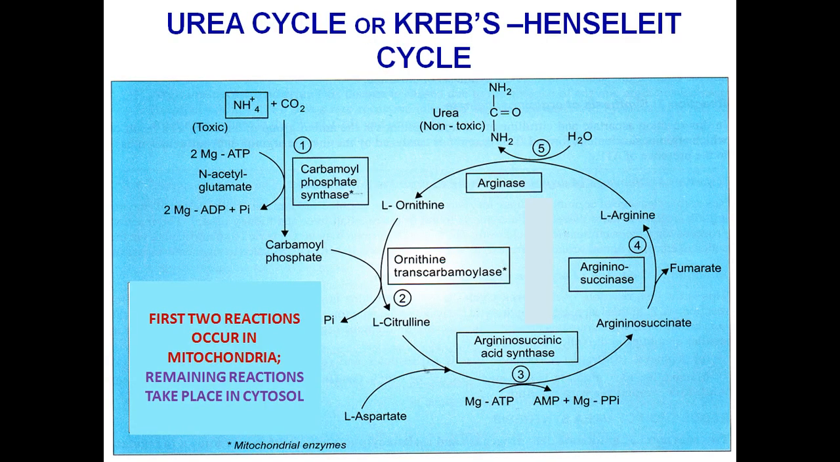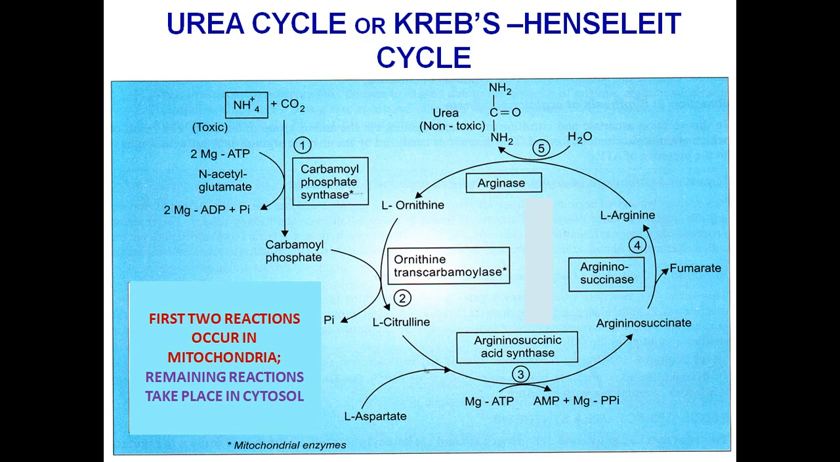Now see, this is the urea cycle. Follow carefully. Again I will give you the explanation slides also. This slide we will discuss clearly. Now this urea cycle is also called the Krebs-Henseleit cycle. The other name for urea cycle is Krebs-Henseleit cycle.